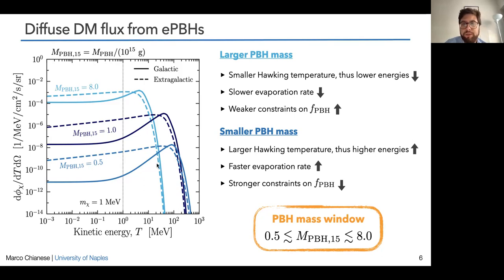On the other hand, for smaller PBH mass, like 5 times 10^14 grams, they have a larger temperature, producing dark matter particles at higher kinetic energies and a faster evaporation rate, but on the other hand, they are affected by strong constraints on f_PBH. So given this behavior, in this work we focus only on this mass window for the PBH, because it's the one for which we found a detectable signal in a direct detection experiment such as a XENON one-ton detector.